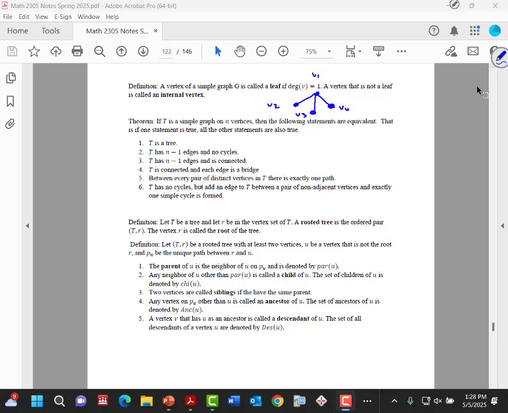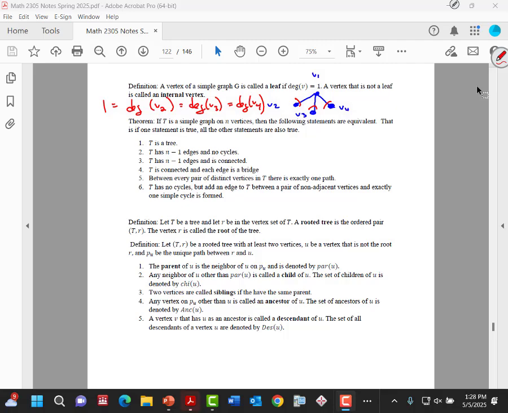So V2, V3, and V4, the degree of each of those, I'll say the degree of V2 is equal to the degree of V3, which is equal to the degree of V4. The degree of each of these is 1. So V2, V3, V4 are called leaves in this graph.